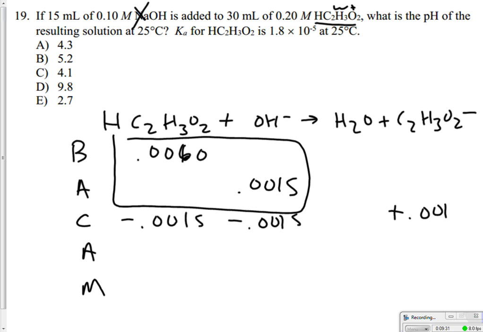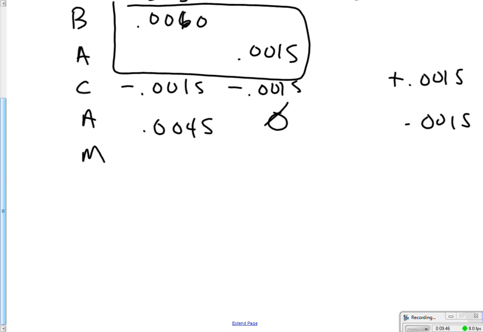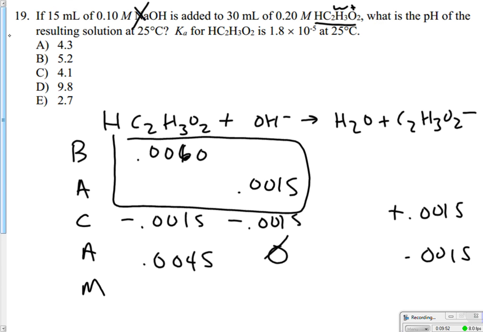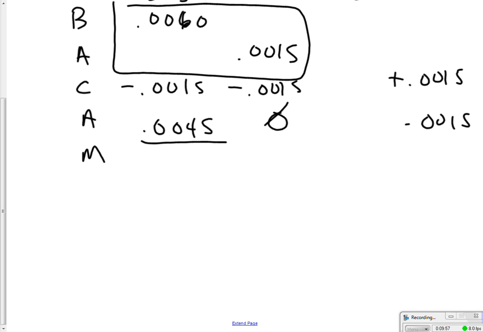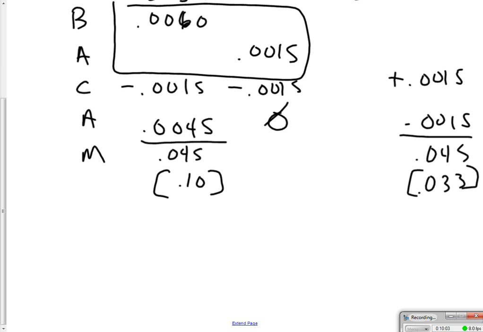Then this is going to be 0. This is going to be 0.0045. 0.0015, and then what am I going to do? I'm going to find my new molarity. So 15 plus 30 gives me 45. So I'm going to go down here and I'm going to divide this. Ultimately, when I divide by 0.045, my molarity of my acid is 0.10. My molarity of my salt, 0.0015 divided by 0.045, I'm going to get 0.033.